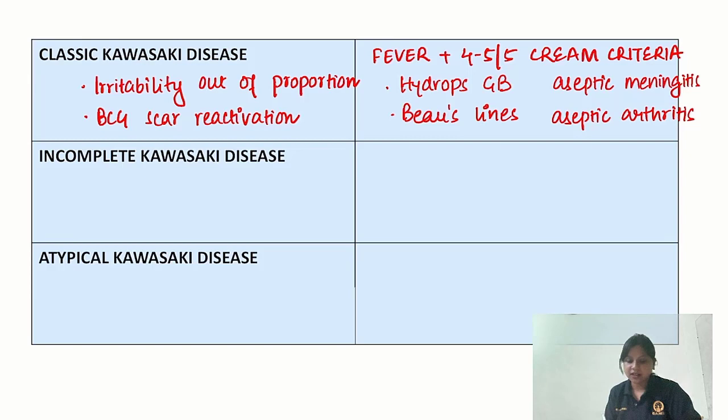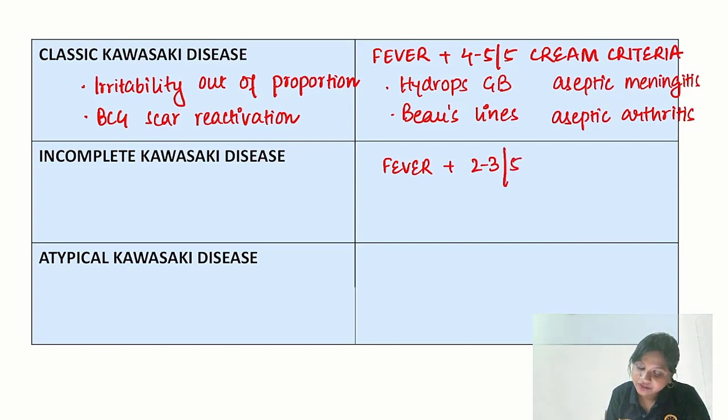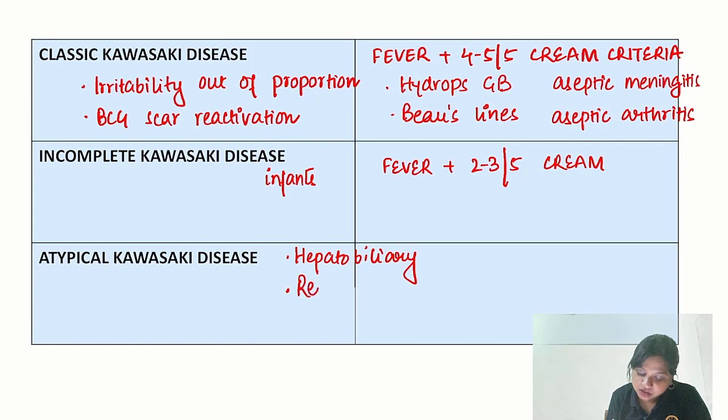Incomplete Kawasaki disease, it is fever plus 2 or 3 of 5 CREAM criteria. And remember, incomplete Kawasaki disease is more found in case of infants. Atypical Kawasaki disease means atypical organ involvement. What atypical organ involvement are we talking about? It can be hepatobiliary involvement or renal involvement or pulmonary involvement.